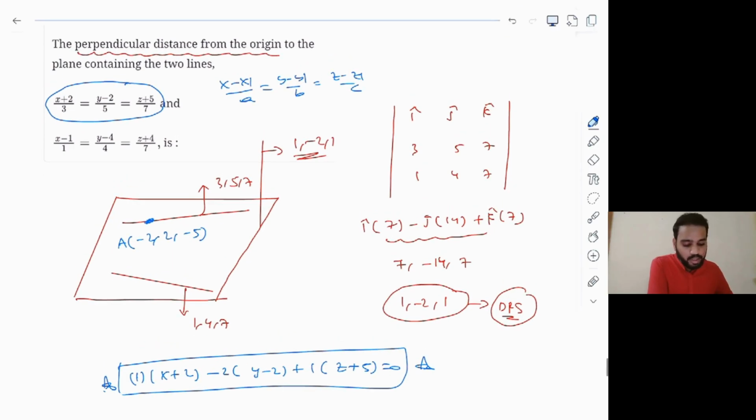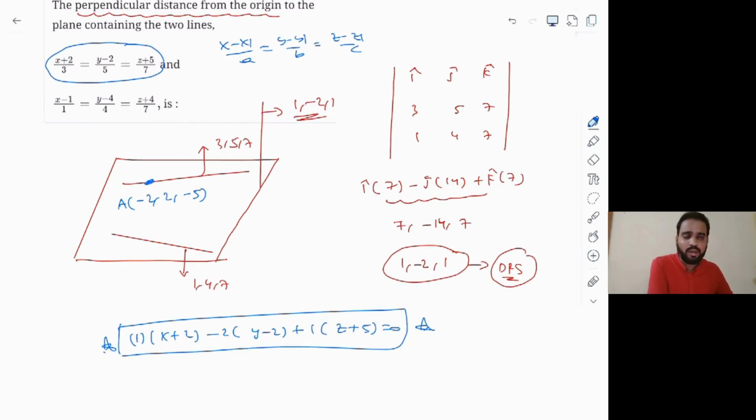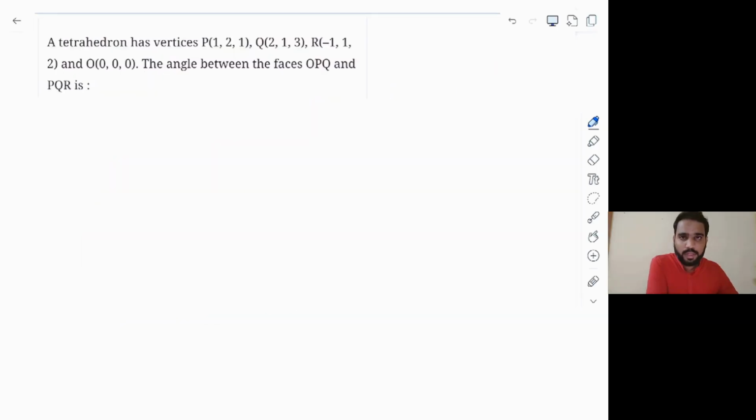Okay, but the question is actually what? We have to find out the perpendicular distance from origin to this plane. But I think you will do the rest of the part, right? That is finding out the plane equation and then finding out the perpendicular distance is not a difficult thing. We have done many questions on that just now, right? Let's see the next question. And this is one of the interesting questions.